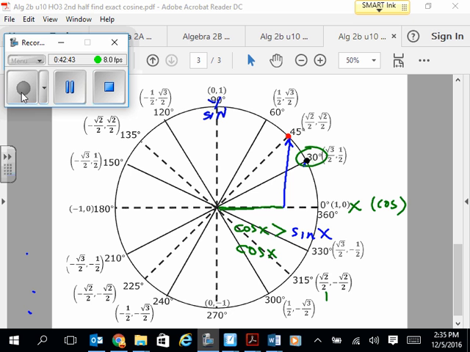Well, for that section, couldn't we just look at the fractions? Cosine is larger than sine, and then on 45, cosine and sine are equal. And then for 60, sine is larger than cosine. That is an option.